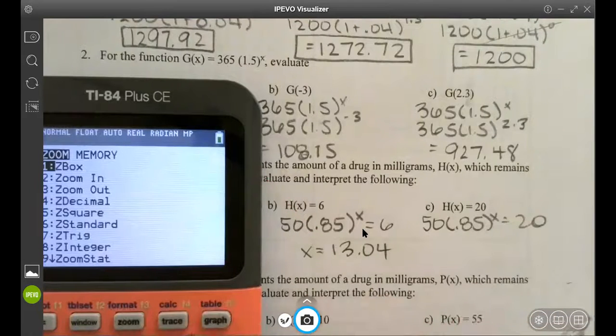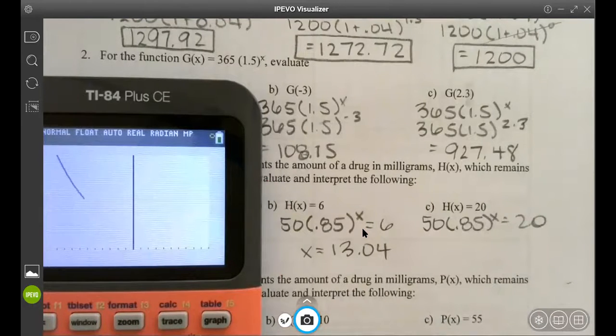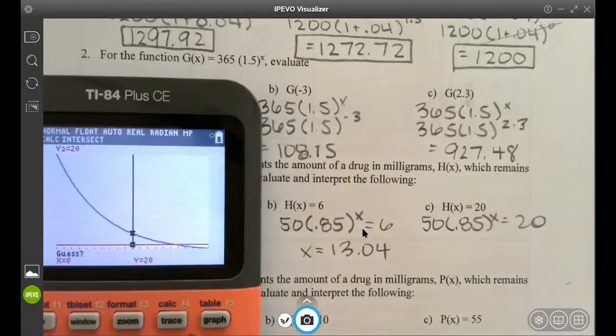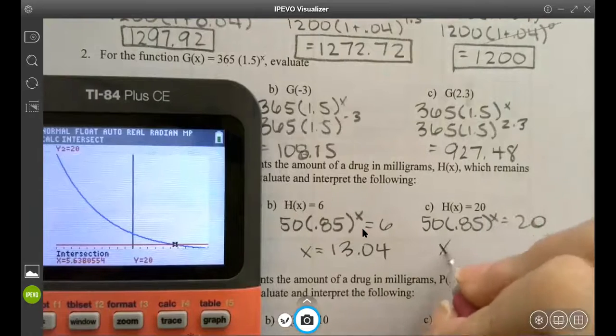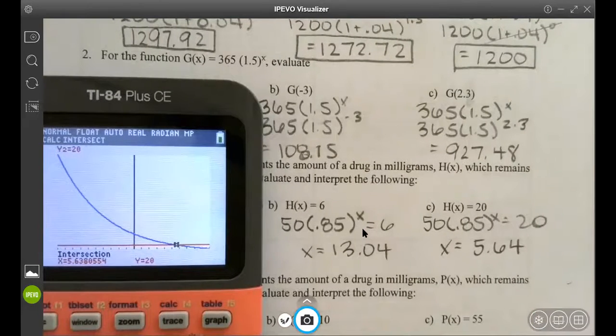I'm going to zoom fit. That's a 0. You guys see that 0 down there? Zoom 0. And that'll help me find both graphs. It may not see the intersection, but at least you'll see both lines. Okay, so there's the one line. Can I see the intersection? This one was a good one, so I could. Second trace, intersect, enter, enter, enter. And I got x is 5.64. I don't care if you round or not. It's up to you. Okay.